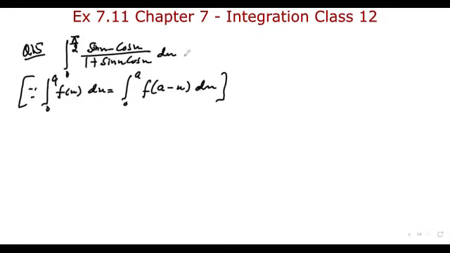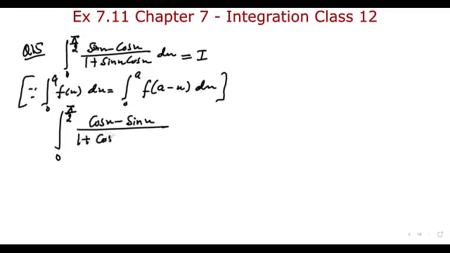Here I have the question. I'm assuming it as I. As it is, I can't integrate it. I'm applying the property and replacing x with pi by 2 minus x. Since I have already done this in many questions, I will do it directly. Sin of (pi by 2 minus x) is cos x. Cos of (pi by 2 minus x) is sin x, upon 1 plus sin of (pi by 2 minus x) is cos x, and cos of (pi by 2 minus x) is sin x, dx. This is also I. Let it be equation number 1 and this be equation number 2.